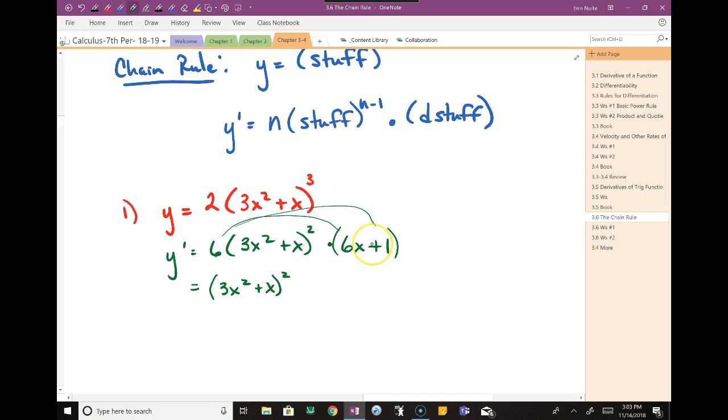So what is 6 times 6x? 36x. And what is 6 times 1? Right. Okay, so this would be as far as you'd want to go. Oh, awesome. Because that's as far as I think I'd be able to. Okay.